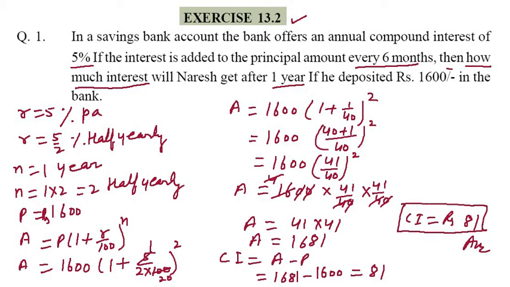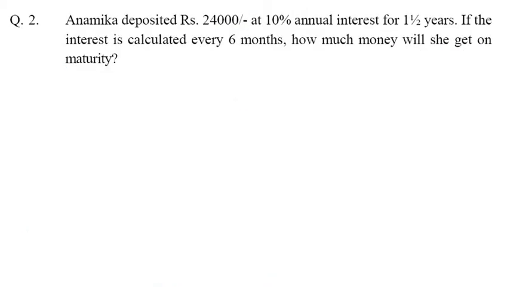Now come to the next question, that is question number 2. Anamika deposits rupees 24,000. So that is the principal. So principal is given as 24,000 rupees. You have to write here rupees, at the 10% annual rate of interest. So R is given as 10% per annum, PA.